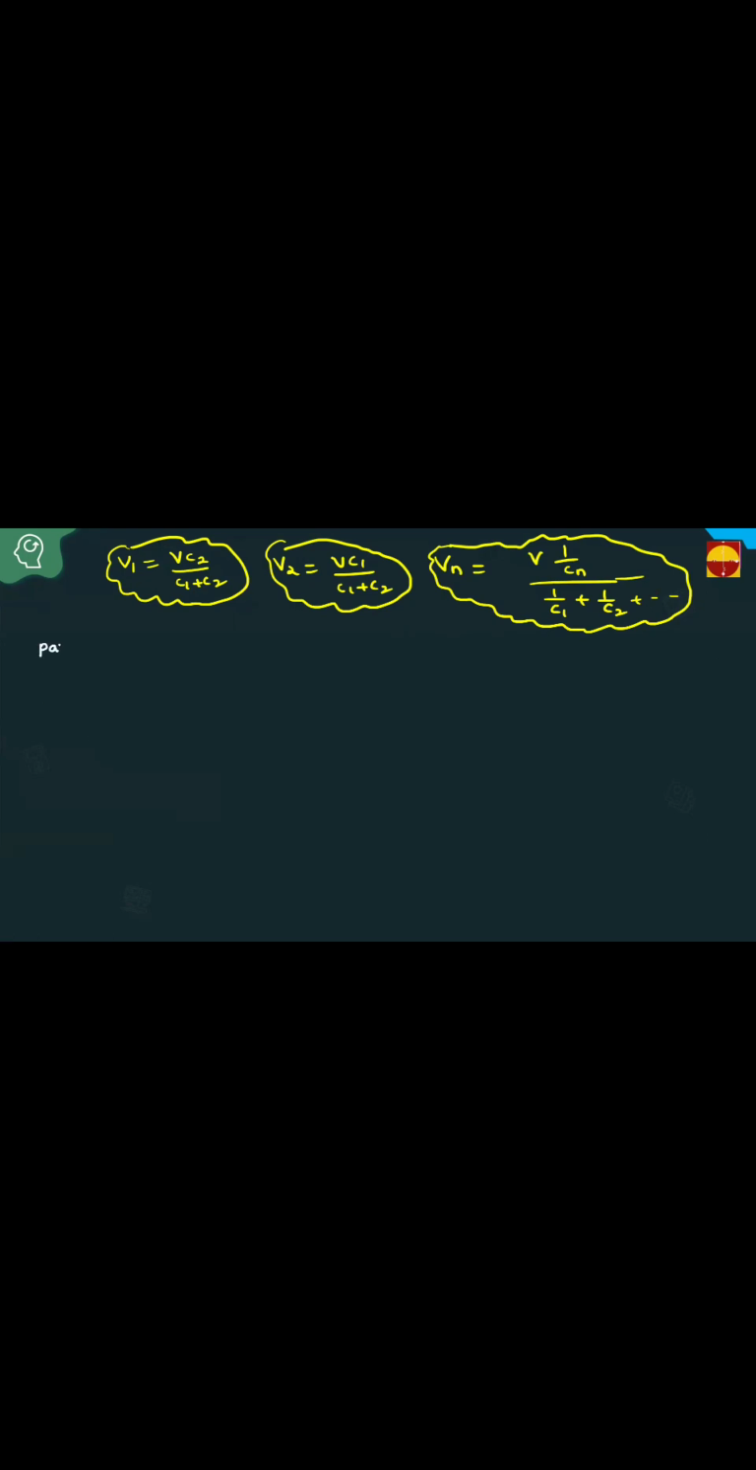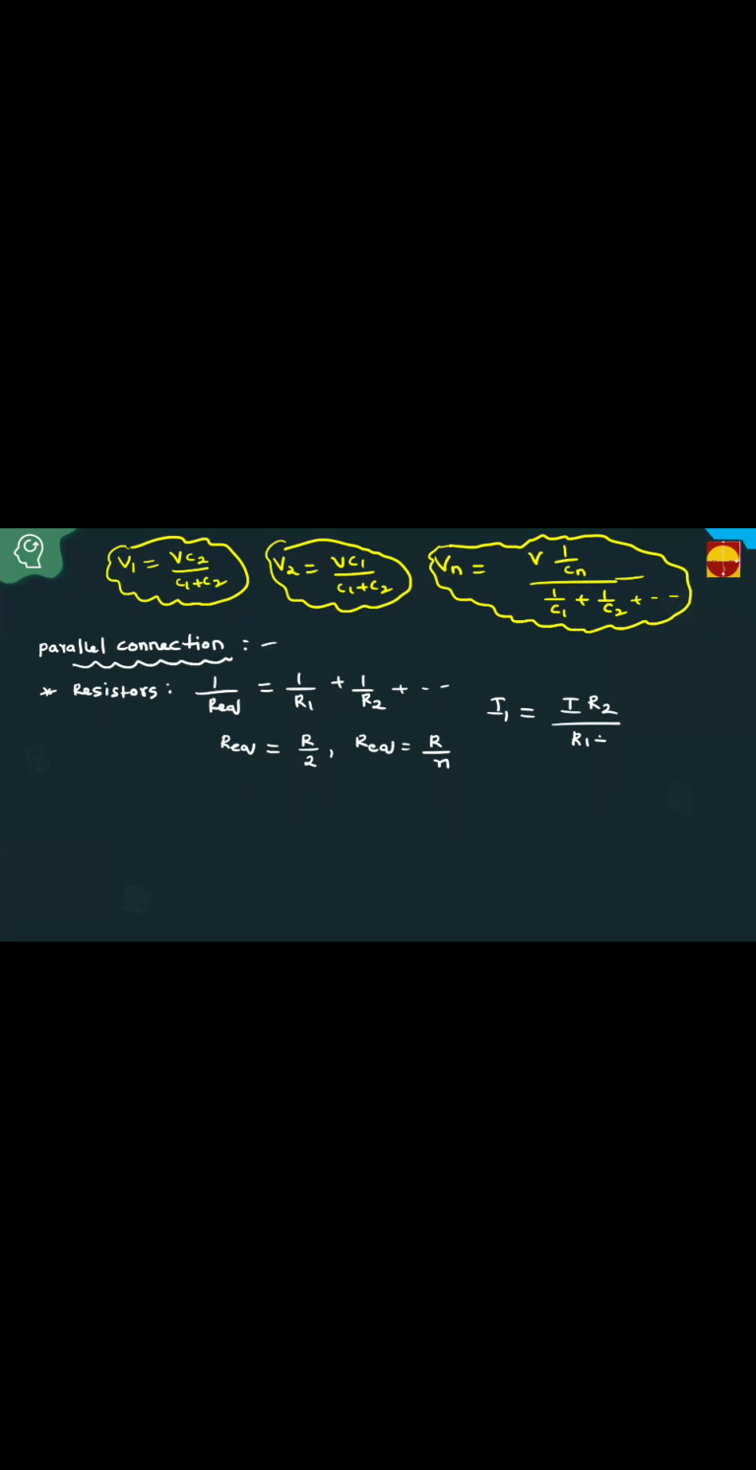For parallel connection, which formulas do we use? In parallel connection of resistors, 1 by R equivalent equals 1 by R1 plus 1 by R2 plus and so on. Then R equivalent equals R by 2 for two resistors, and R equivalent equals R by n for n resistors. What is I1? Current division rule. In parallel connection, we apply I into R2 by R1 plus R2. Don't take the same resistor, take the opposite resistor. What is I2? You take I into R1 by R1 plus R2.